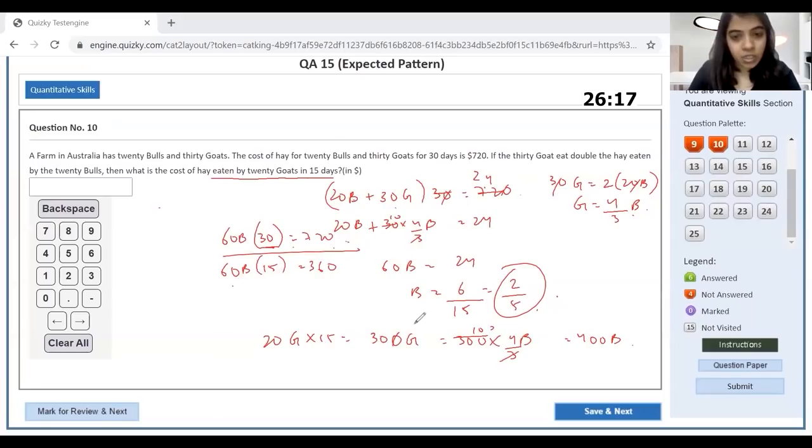So 60B, this is for 15 days. So let's just remove this part for a while. So 60 bulls for 15 days will cost us 360, right? 400B will cost us how much? Unitary method. We'll have 360 by 60 into 400, right? 2400.